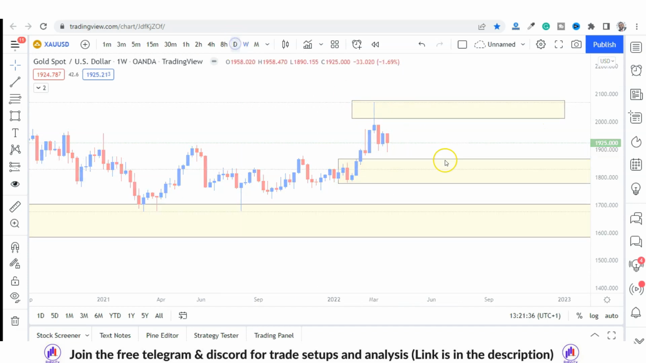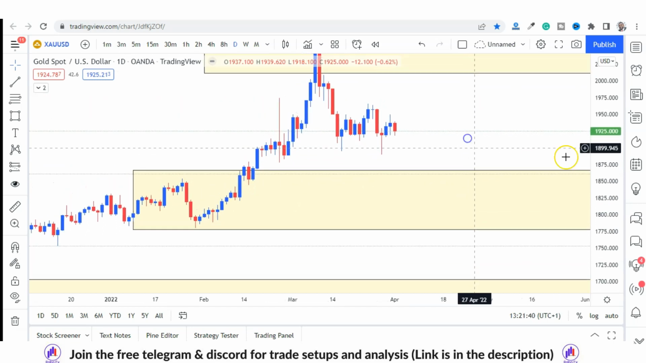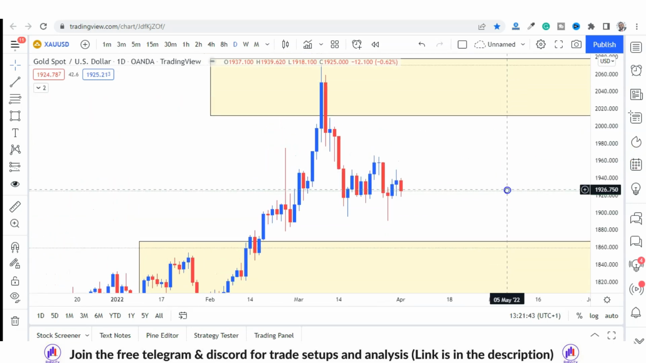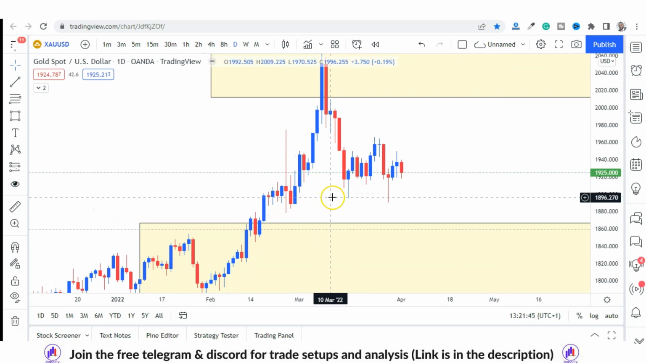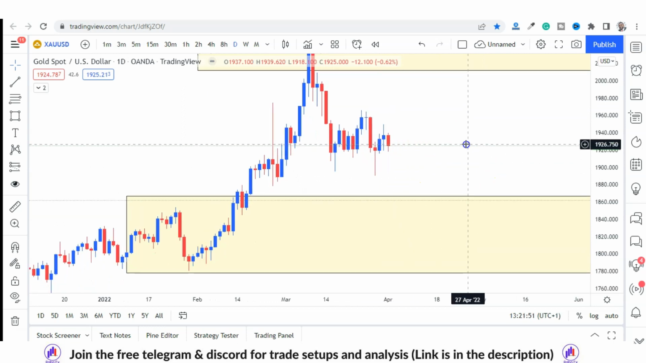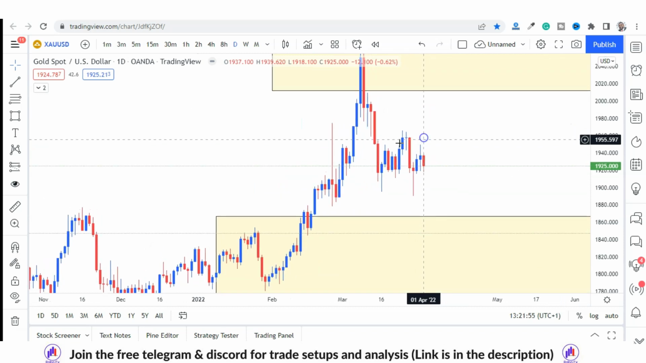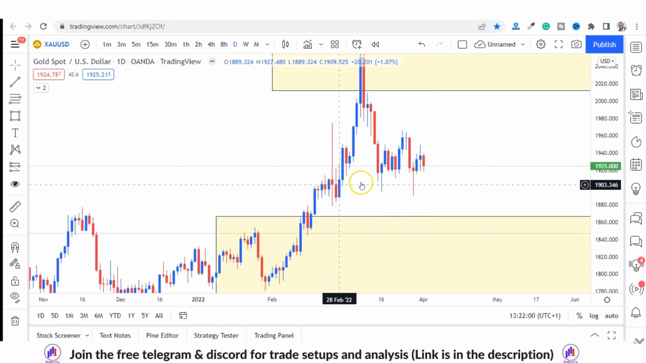Okay, we look at the daily. On the daily, what can we see? Sweep of liquidity, fill up the order block, the fair value gap. Now price is trying to reverse. Nothing else, nothing for now. It's in the middle of the range. So when price is in the middle of the range, there's no clean setup for you. You don't need to force yourself to trade.